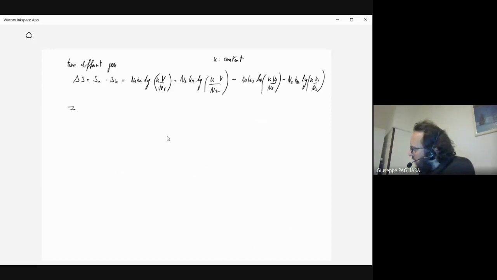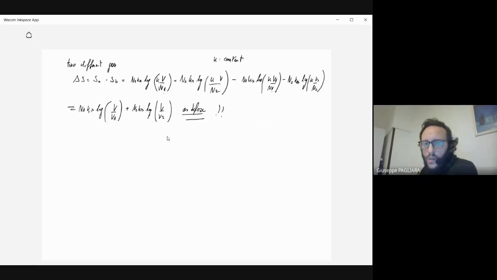Now, when doing the calculation, of course, you can collect this n1 kB and you get the logarithm of kV divided by n1 divided by kV1 over n1. So you just get V divided by V1 plus n2 kB logarithm of V divided by V2, exactly as before. And therefore, this entropy is larger than zero.